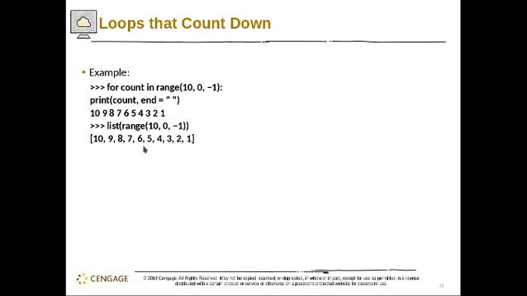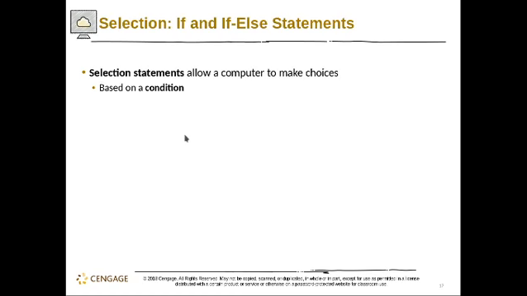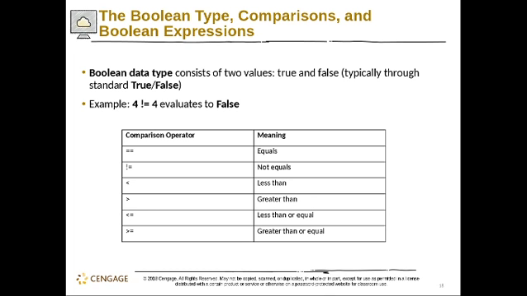So the same goes for this one. It's like your list of values for the for loop. Then another thing that we will discuss is about selections. Selection statements allow a computer to make choices based on your conditions. So basically the computer will decide whether to proceed or do another thing.